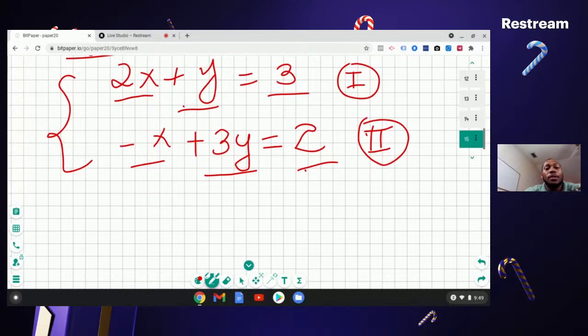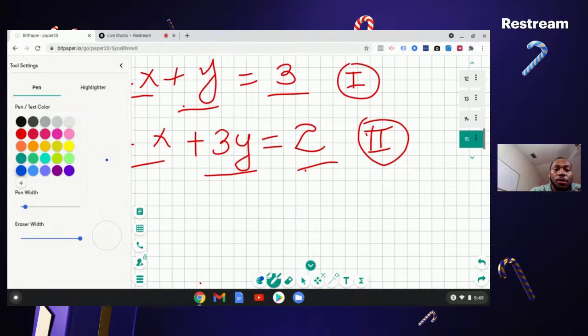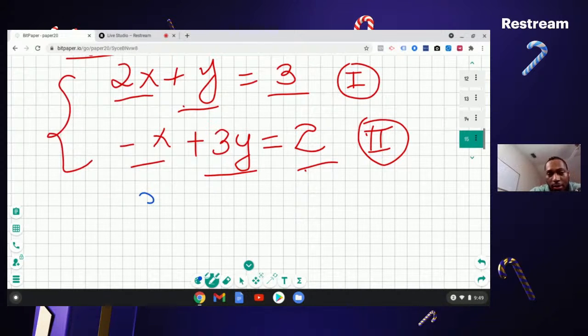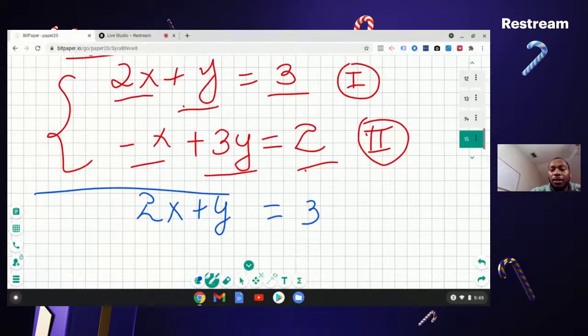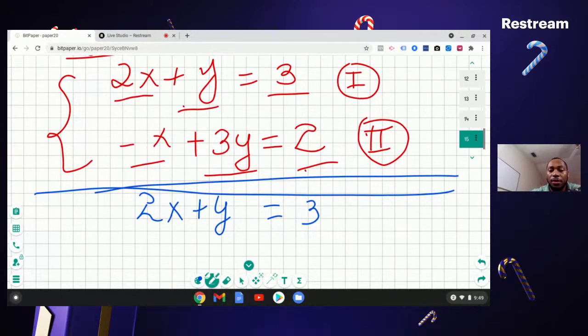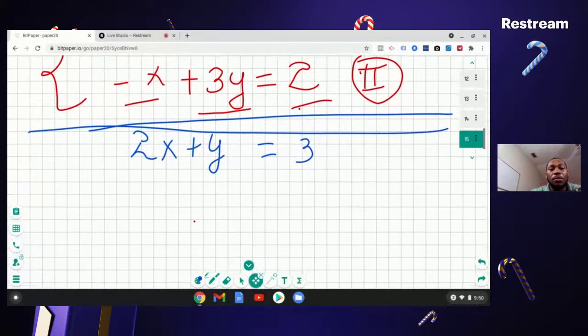So I would multiply the second equation by 2. Let me use a 2 here. So 2x plus y is equal to 3. And I'm putting a line here so that way you understand what I'm doing. And in the second equation, I'm going to multiply that by 2.